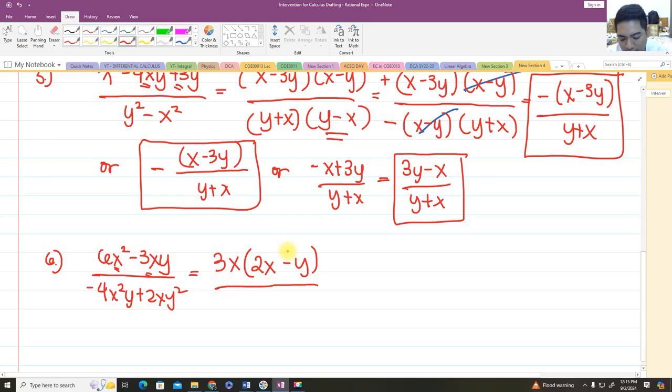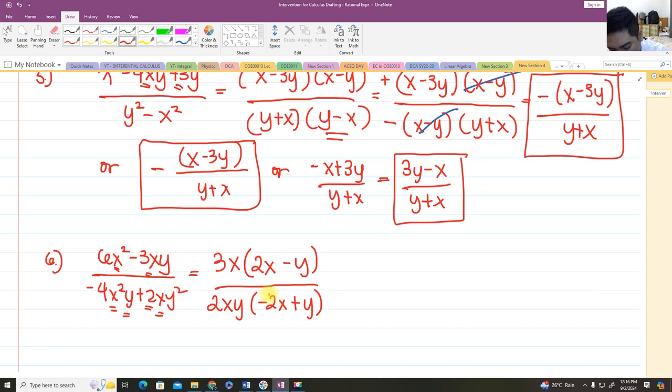Because if I multiply 3x and negative y, that will be negative 3xy. I can also factor out 2, x, and y here as the greatest common factor. So you have 2xy. Then, since this is negative, you have negative 2x. So negative 2x times 2xy is negative 4x squared y, and then plus y, because 2x times y squared, if I multiply this. So that is our factor here. Alright, so upon doing this, we shall be having what?